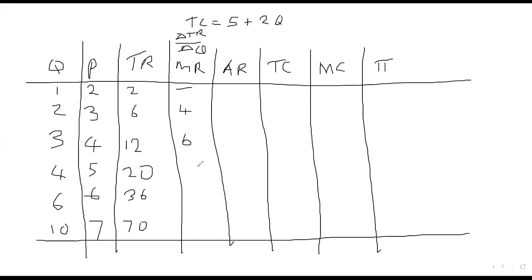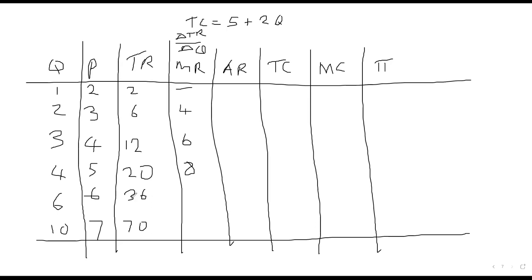Then here, what is our marginal revenue? It's 20 minus 12 over 4 minus 2, which is 8. Here, 8.